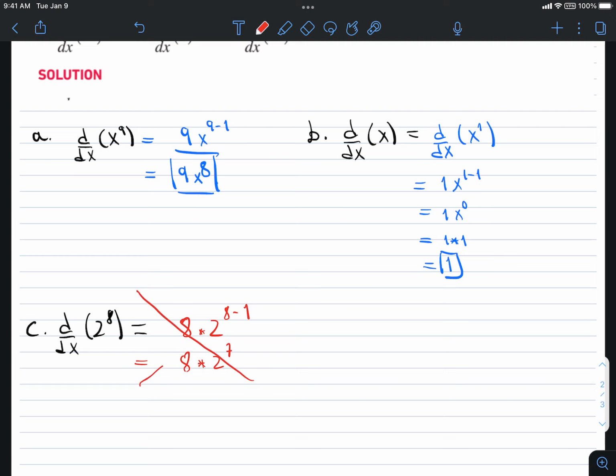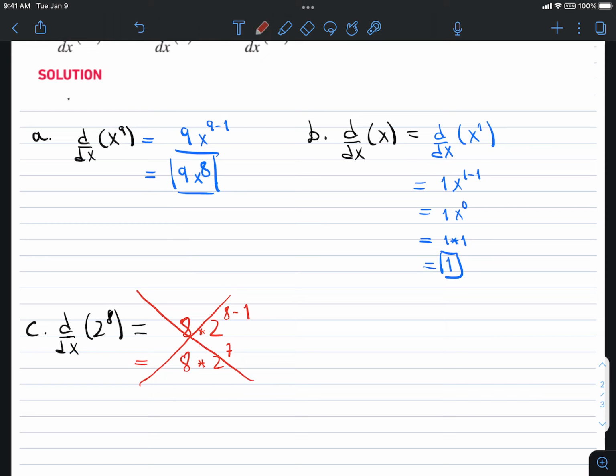That is not true because there's no x involved. The fact that there's no x involved means this thing inside is a constant, right? Whenever you try and plug an x into this expression on the inside, you get the same value, which is 2 to the 8th, right? 2 to the 8th is actually a number that you can calculate. 2 raised to the 8th power equals 256.